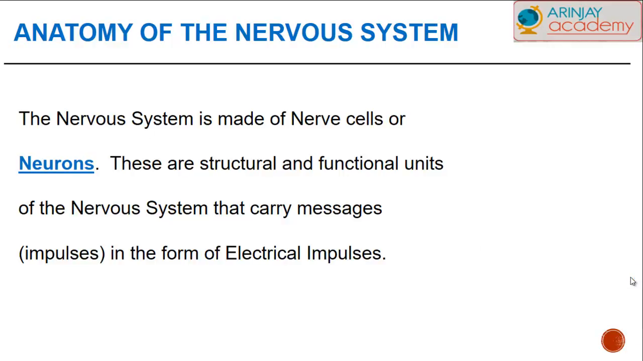These neurons are structural or functional units of the nervous system that are responsible for carrying messages called impulses in the form of electrical impulses. If it were not for these neurons, we would not be able to detect our surroundings or our stimulus.